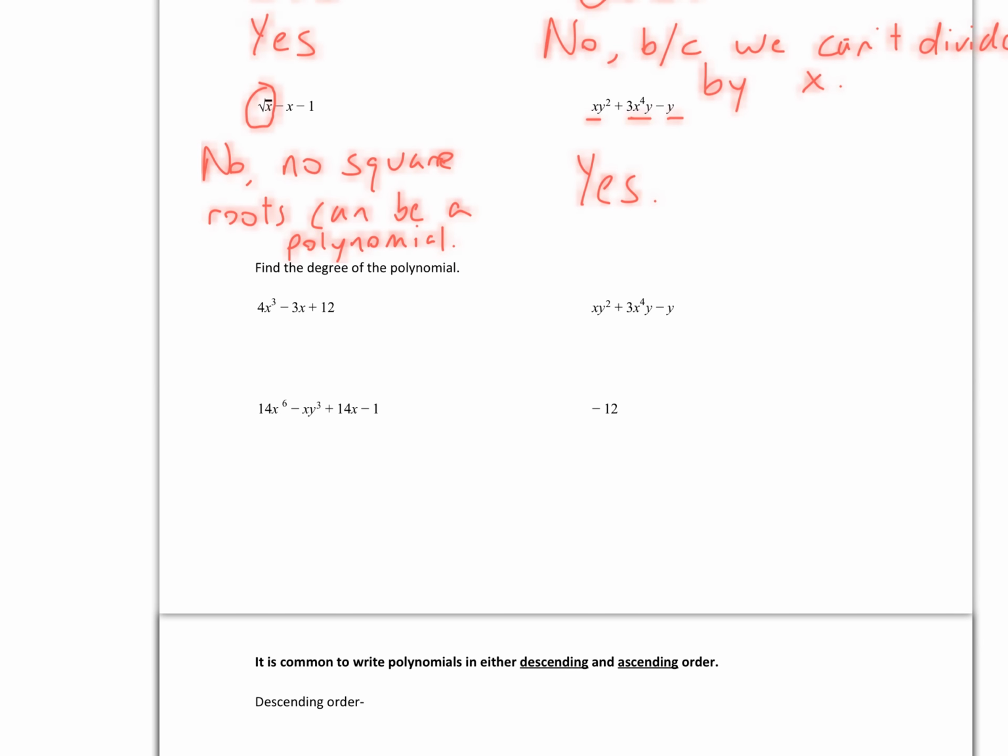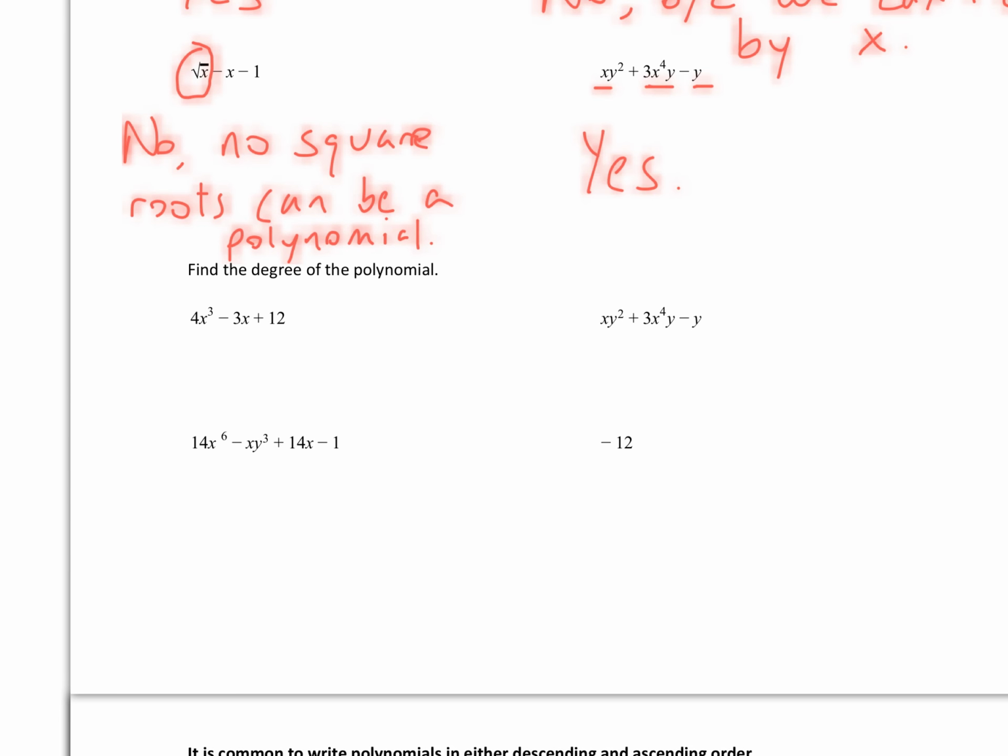Okay, if we look at the next part, it says just find the degree of the polynomial. And if we remember, the degree is the highest power of a term. So if we look at the first example, I see the highest power is going to be 3. So that means I have a degree of 3. Again, I knew that because this term has a power of 3. This term just has a power of 1. It's x to the first. This term has a power of 0. If you just see a constant, that's always a power of 0.